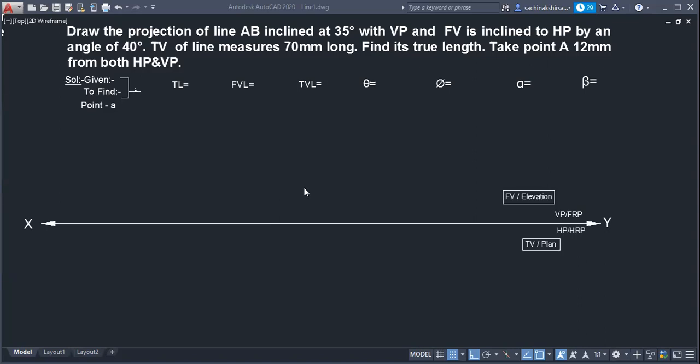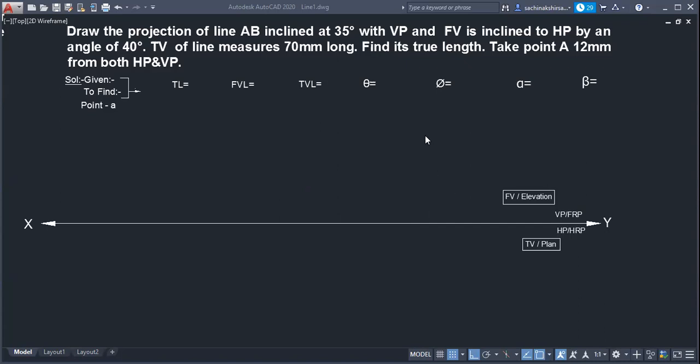Do you mean that the ground is above and the sky is below? HP means ground. VP means we can say vertical wall. Where is VP? Above XY or below XY? Above XY. Okay, so have you read? Thank you.